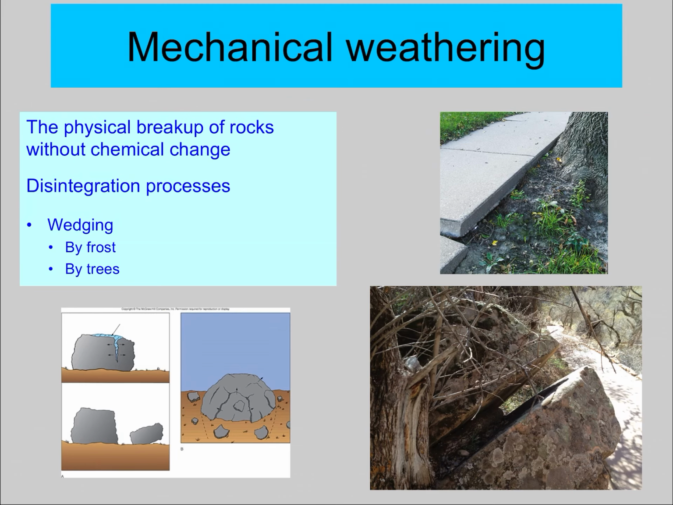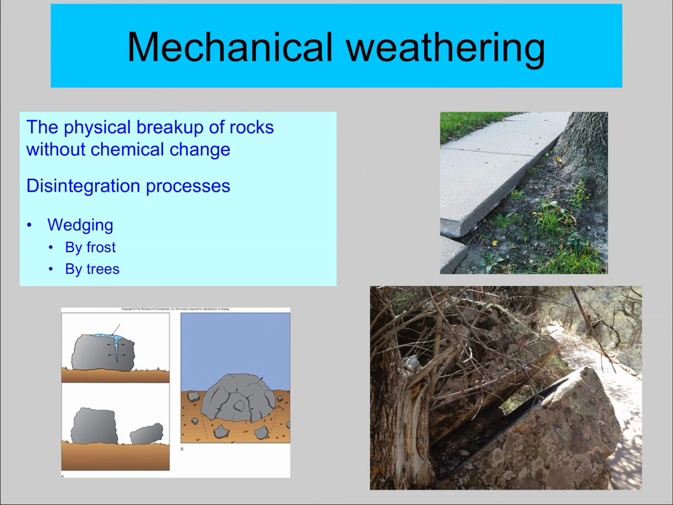So mechanical or physical weathering is going to be the physical breakup of rocks without changing their chemical nature. So no chemical change occurs. It's a disintegration process. One of the examples is wedging. So on the upper right-hand and lower right-hand images, you have tree roots growing up, which are, in this case, one is breaking a sidewalk, which is not a natural rock, it's a man-made rock. But in the bottom right-hand image, you have a tree root coming up and breaking a rock apart. Now another example is frost.